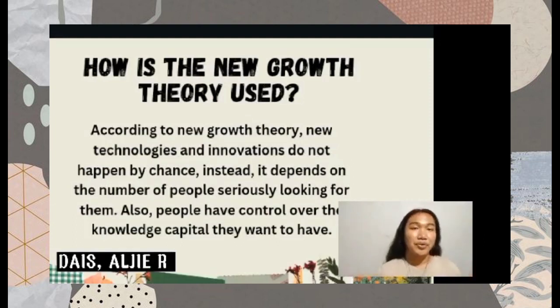According to New Growth Theory, new technologies and innovations do not happen by chance. Instead, they depend on the number of people seriously looking for them. Also, people have control over the knowledge capital they want to have. For example, they choose what to study and how seriously they want to study. So if the profit incentive is good enough, people will go for human capital growth as they seriously look out for innovations that can help them realize this.